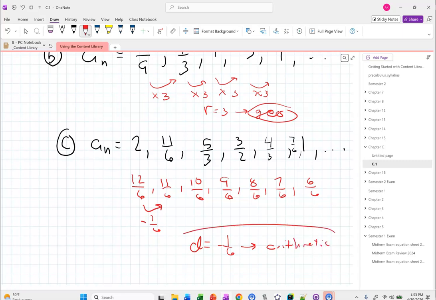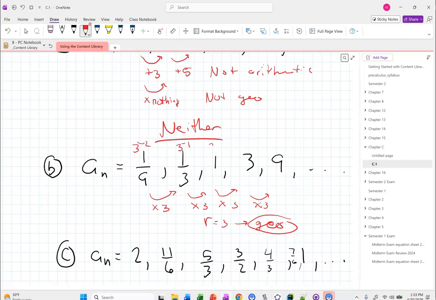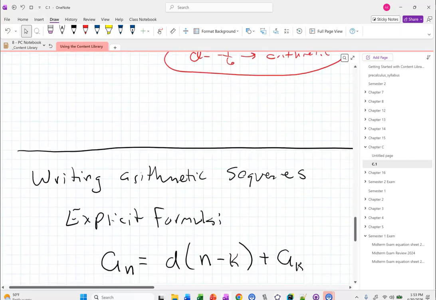So if you're given fractions and it's not clear what's going on, try making a common denominator and see if that helps, right? We could do something similar up here with the geometric, right? This is like 3 to the negative 2. This is like 3 to the negative 1. This is like 3 to the 0, 3 to the 1, 3 to the 2. So it's pretty clear at that point, oh, we're just multiplying by 3 each time. So you could think about it that way also.